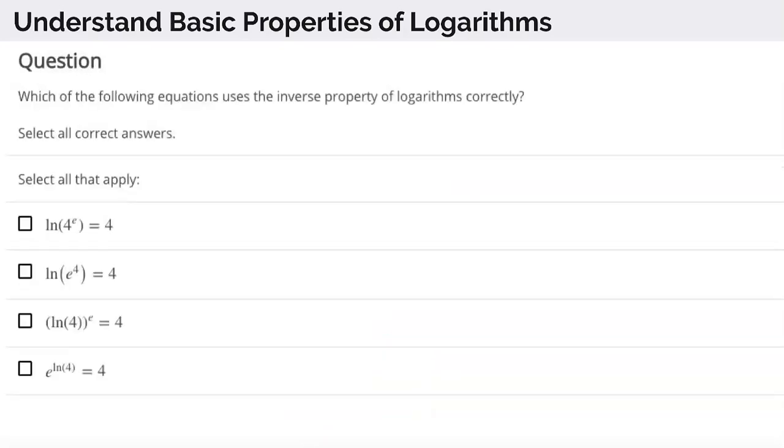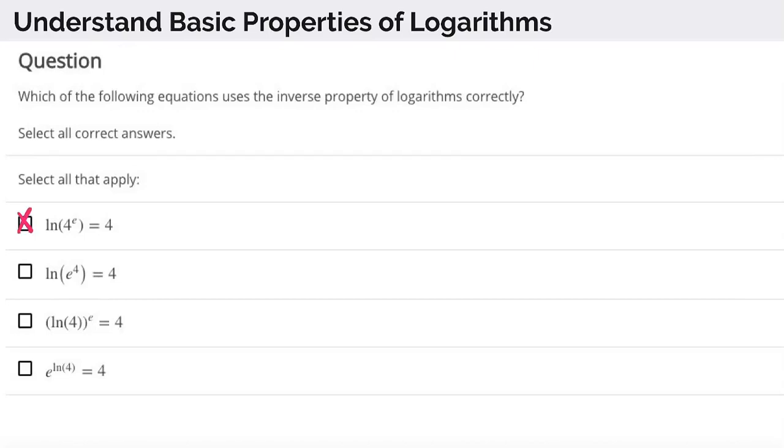Okay, in this next question, it's still testing the inverse properties of logarithms. We have to select all of the statements that use inverse properties. Like we just saw on the last slide, we're looking for anything where we have the log and the exponential with the same base, and they are canceling out. Remember, the natural logarithm is base e, but what's inside here is a base of 4. So those two are certainly not inverses.